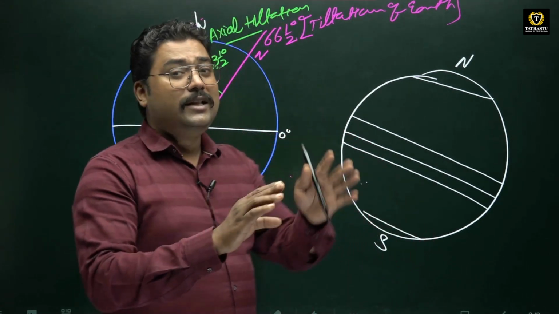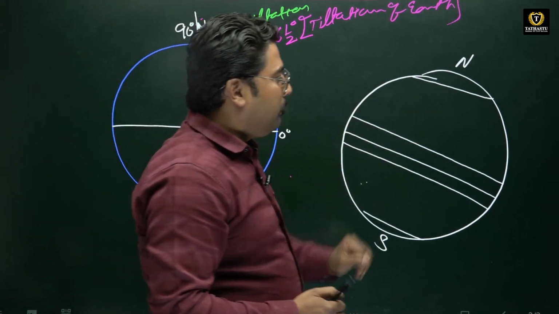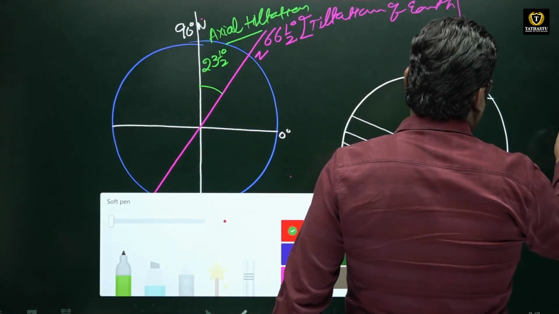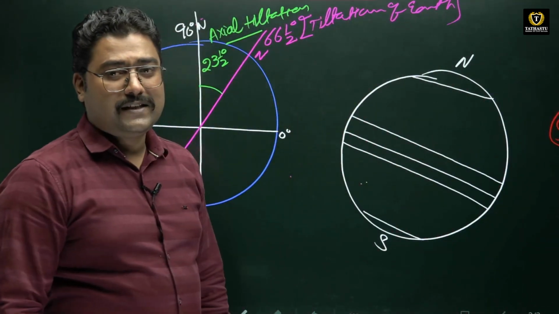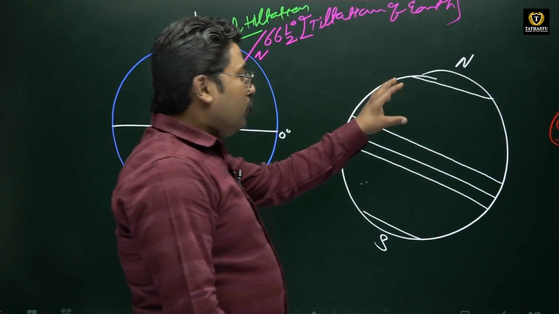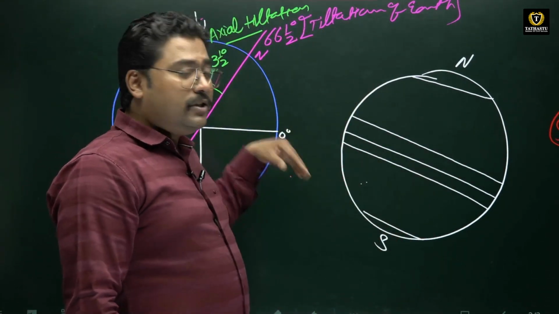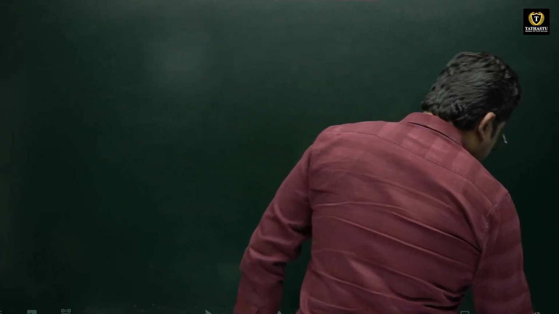Now the length of day and night. So the part of the Earth, suppose presently the northern hemisphere is facing the Sun. So north is experiencing the longer days and south is experiencing the longer nights. Let me show you with a clear diagram.